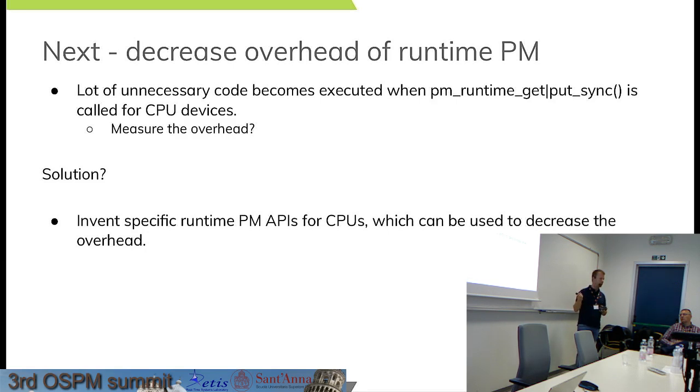So an idea that was actually posted 3-4 years ago by a Qualcomm engineer, Lina Iyer, suggested to invent specific runtime PM APIs to deal with CPUs. This is something that we're going to look into again and see what we can do. Of course we have to measure and see that it has actually improved things. But this could also be a way of getting rid of these ktime get and ktime mono get calls. It's a different way of solving that problem.